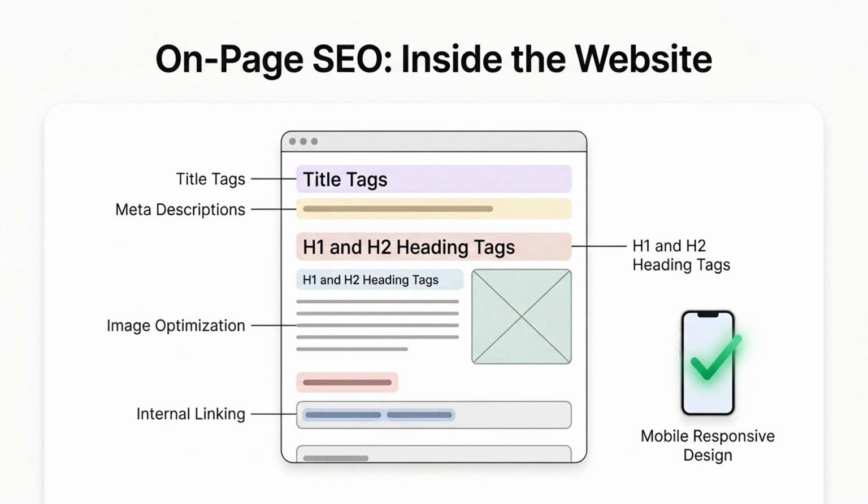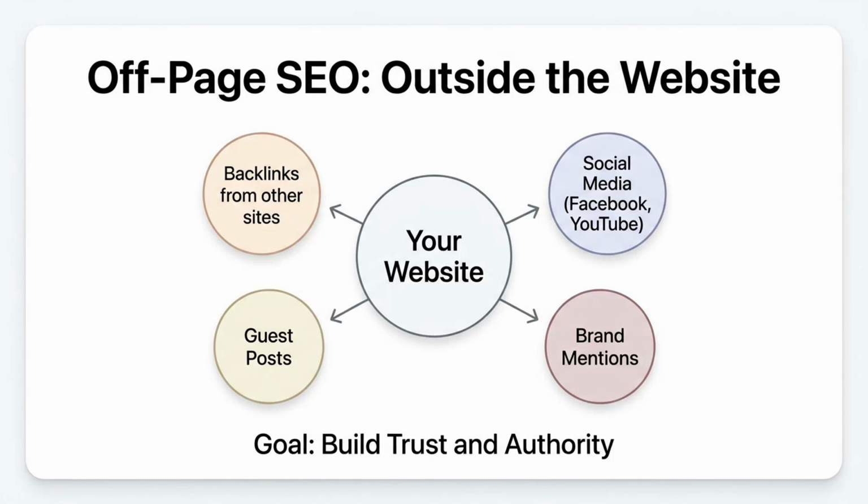is critical for ranking. Conversely, off-page SEO encompasses all the activities you do outside of your website to build trust and authority. Think of it as your website's reputation across the internet. This includes earning backlinks from other reputable sites, sharing your links on social media platforms like Facebook or in YouTube descriptions, writing guest posts, and getting brand mentions. It is all about proving to search engines that others trust your content.